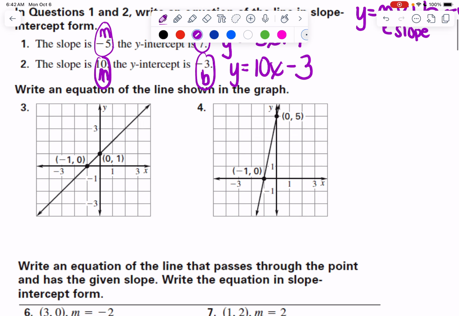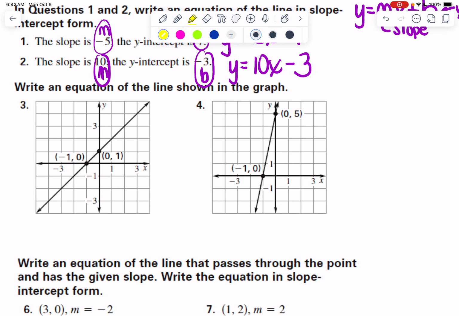Just as a reminder, the y-intercept is the point that crosses the y-axis. That's what I just highlighted for both of those. That's the y-axis, so the point that crosses it is going to be your b value. Right here. And how do I know which one to choose? It's just the y value. So in this case, b is 1, and in this case, b is 5.